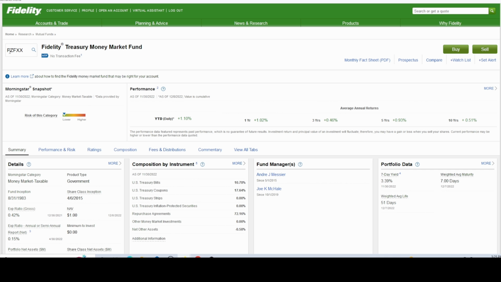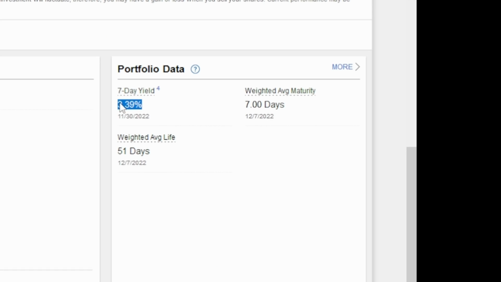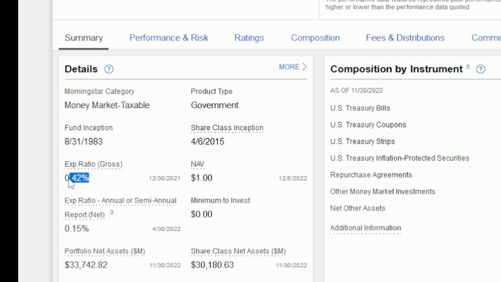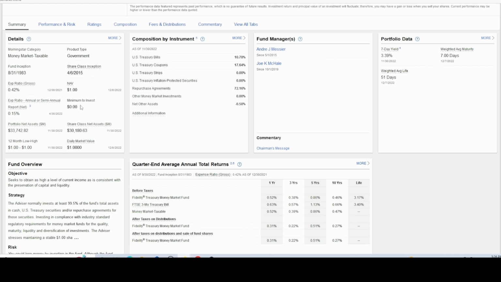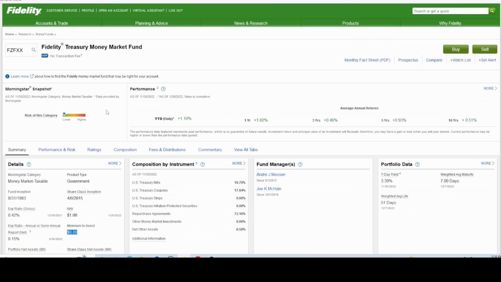The next one is FZFXX, Treasury Money Market Fund. And this one, the yield is over here, 3.39%. But expense ratio is 0.42%. So basically you're getting about 3% on your money, and the minimum to invest on this one is any amount over zero. So basically, if you have less than $100,000 to invest and you put it in these money markets, you're going to get about 3%, which is a big difference than the CDs or the Treasury bills.